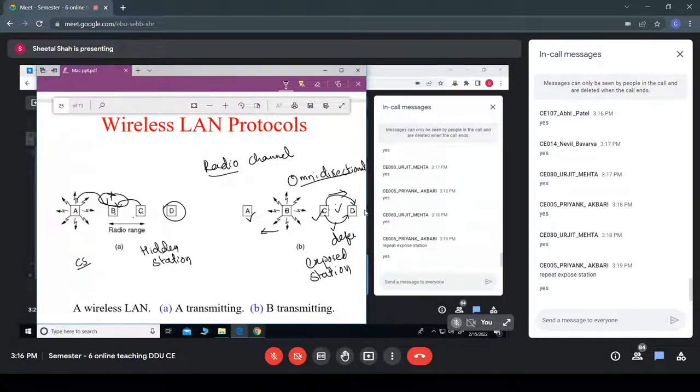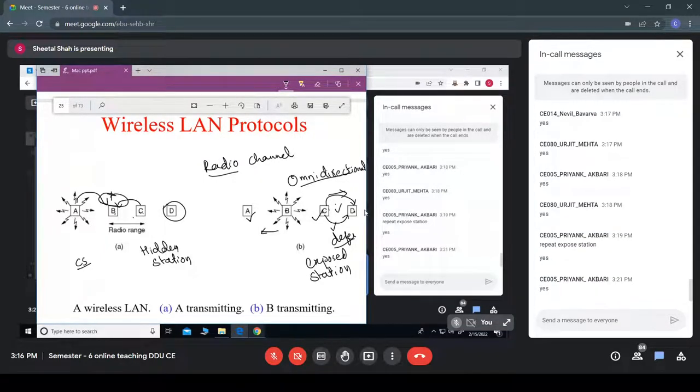But actually, if C is transmitting to D at the same time, it can do so, because in this part there is no one transmitting. So it could have transmitted to D without any collision. But it has to wait because B senses the channel and finds that the channel is busy. Hence it has to defer, or wait till the channel becomes free, and then it can transmit to station D.